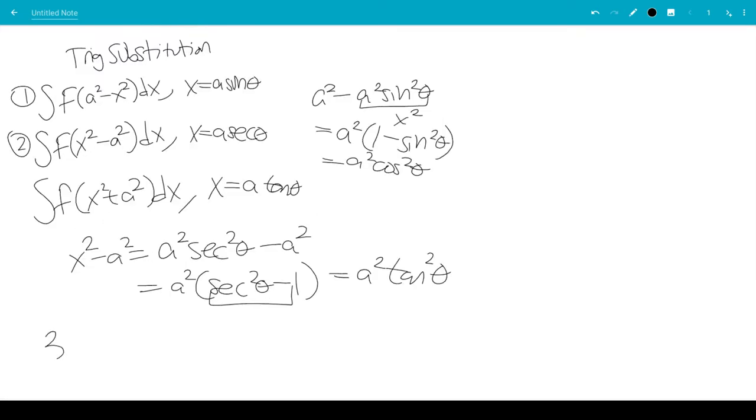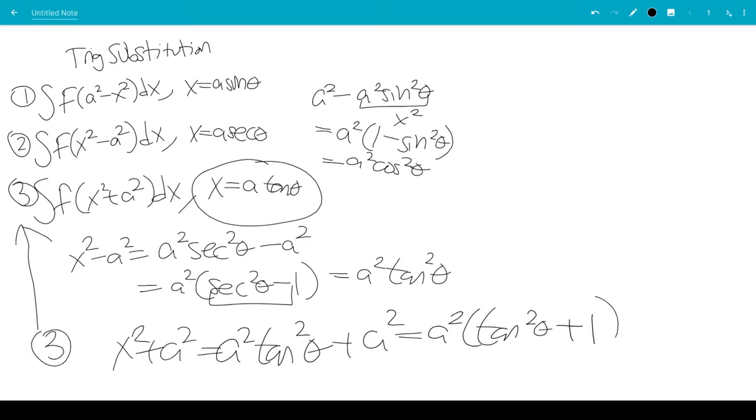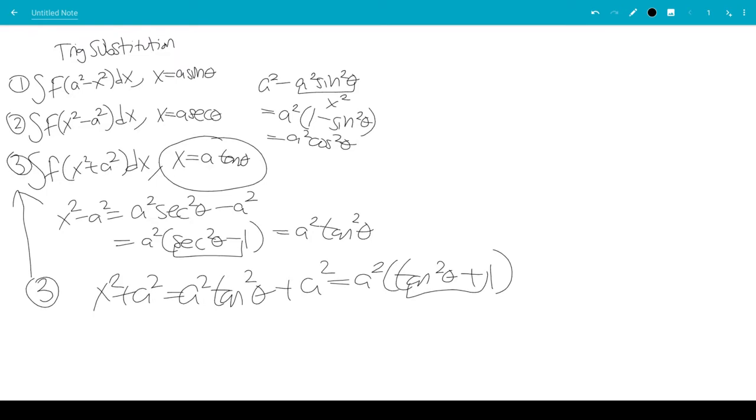And the third case is here, x squared plus a squared. When I substitute a tangent theta, you'll get a squared tangent squared theta plus a squared, which is a squared times tangent squared theta plus 1. But this is just secant squared theta. So we can really simplify a lot of integrals.